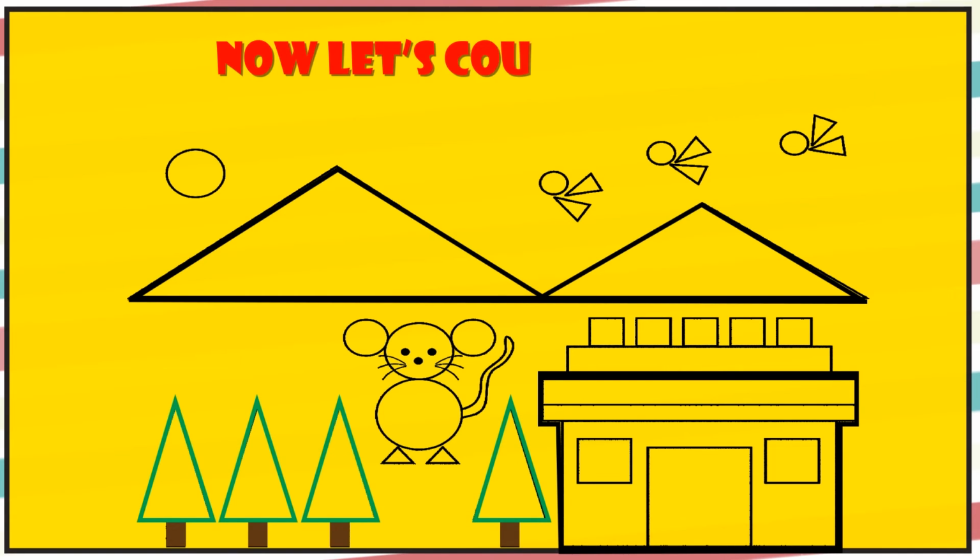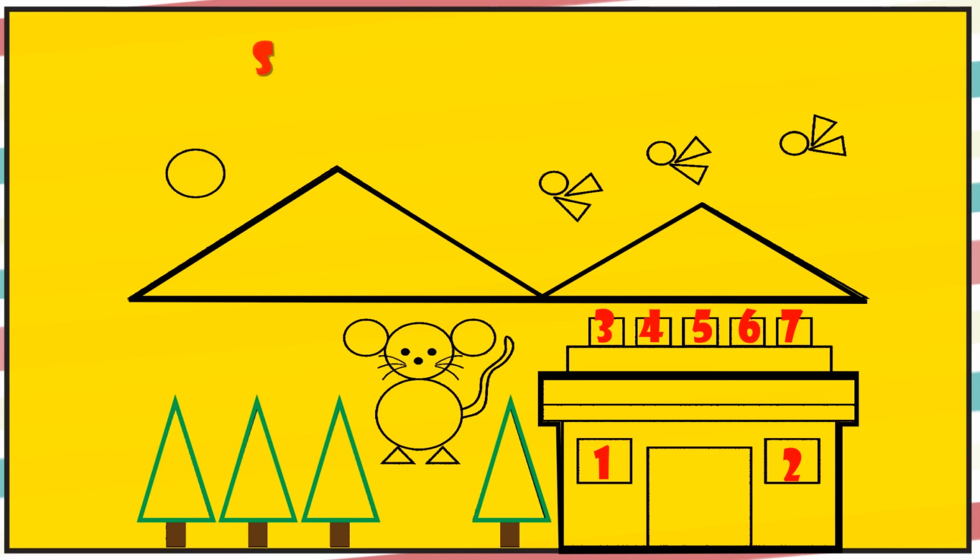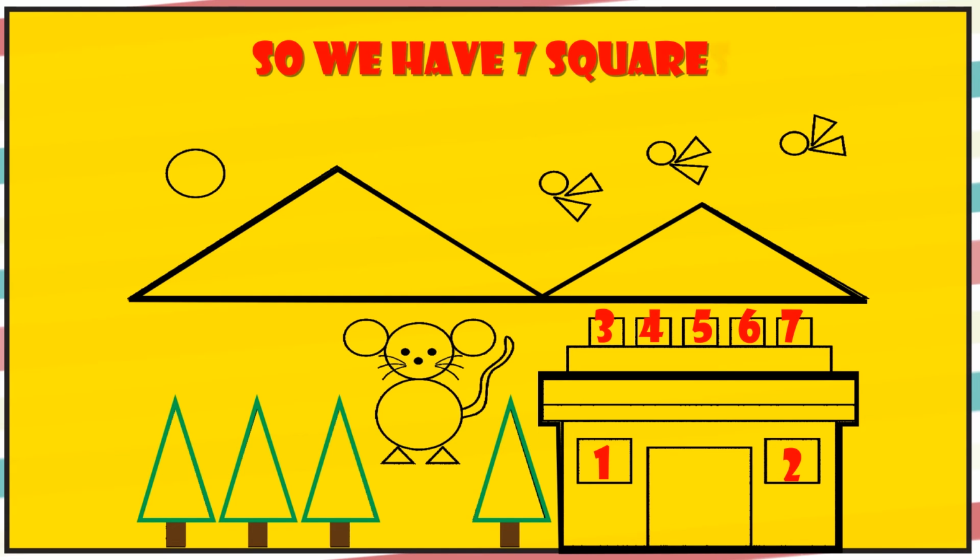Now let's count squares. 1, 2, 3, 4, 5, 6, 7. So we have 7 squares.